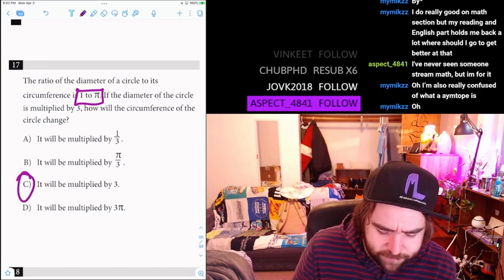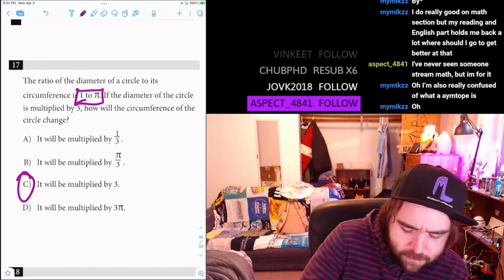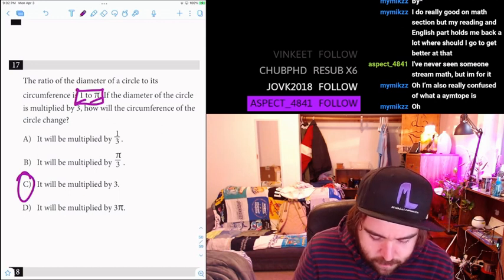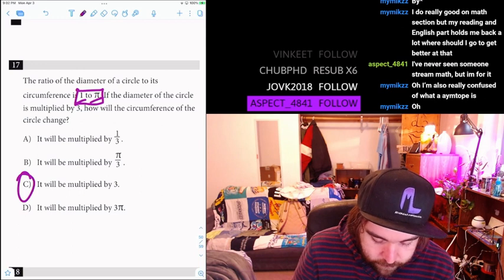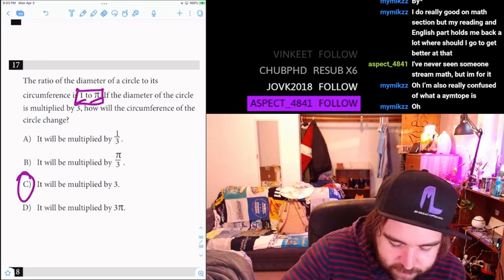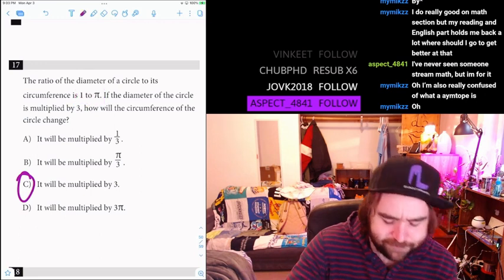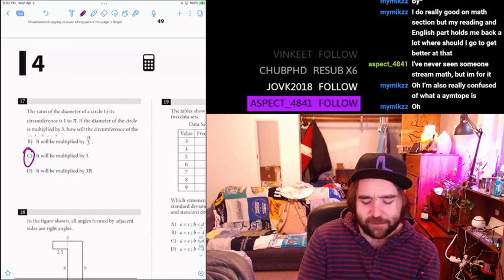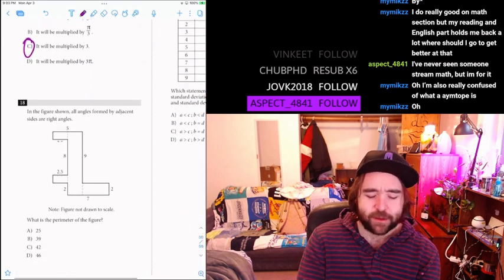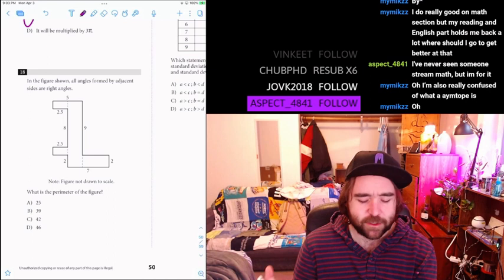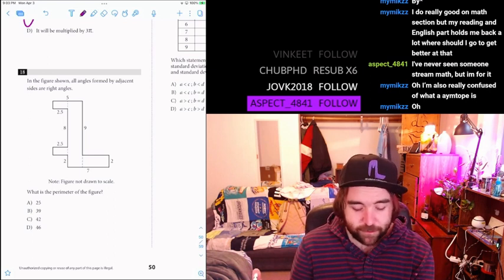And you can see, because if like the diameter was 1 to pi, oh yeah, and we're not even talking about different circles. We're talking about just the definition of pi. Yeah, that's definitely 3. Because if you multiply a length by something, you're just multiplying the length by something. It's going to change the same way.